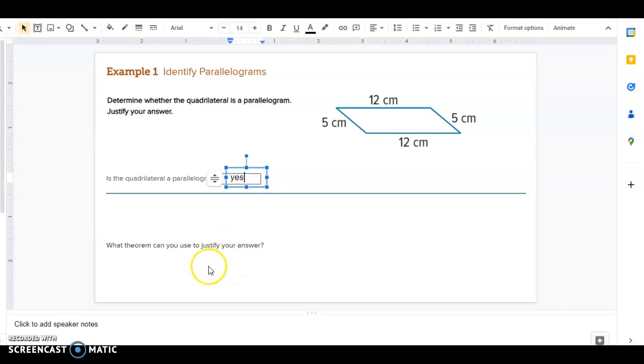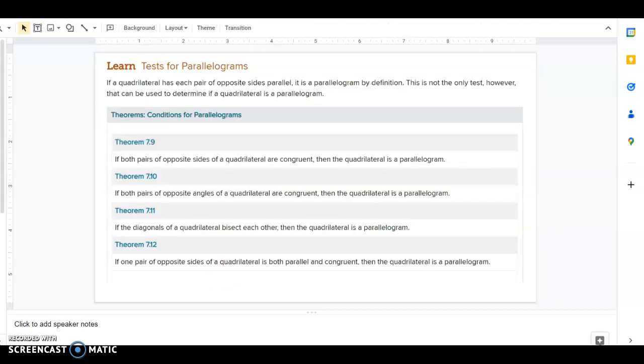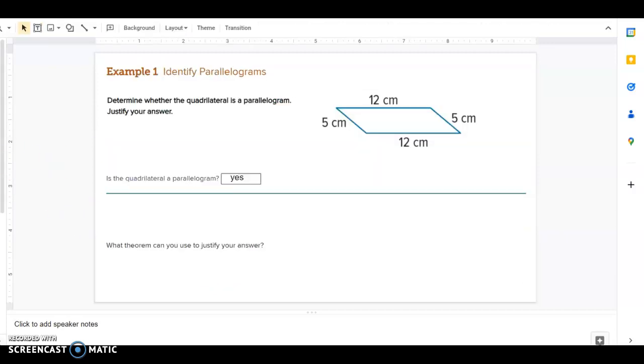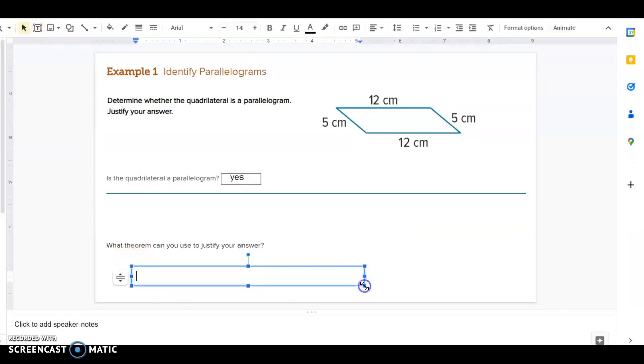So what theorem did you use to justify your answer? We could say we use Theorem 7.9, because the pairs of opposite sides are congruent.